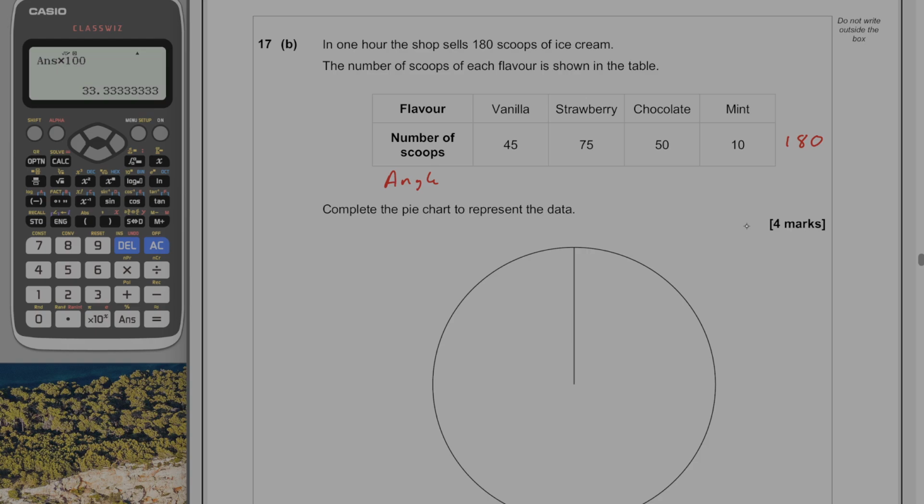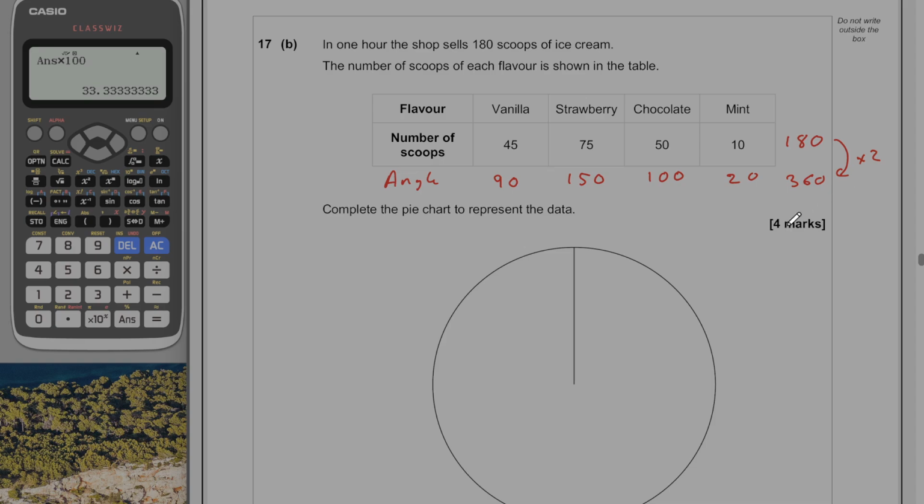So in effect, the angles are going to be double because the angles need to add up to 360. So to get from there to there, I'm times-ing by 2. So we're looking at 90, 150, 100, and then 20. And then we can double check that adds up to 360. So let's go 90, 240, 340, 360. So it does. So those are the angles that I need to draw now.